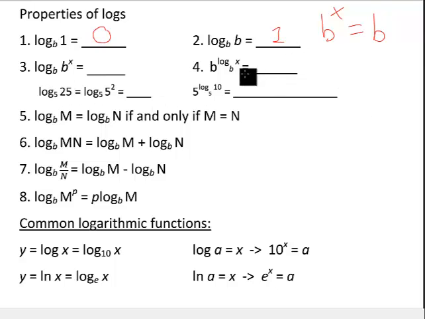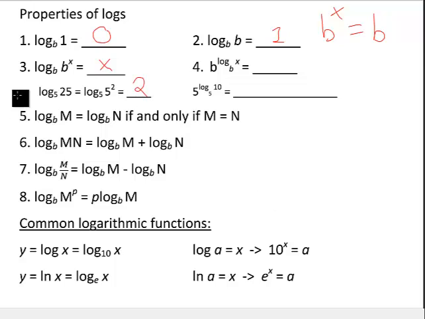These aren't quite as straightforward, but if you think about it, there's a couple ways to approach it. One is to say that what power do we have to put on b to get b to the x power? And it turns out the power we have to put on b is just x. Okay? So we can think of it this way. The log base 5 of 25, well, we can rewrite 25 as 5 squared. So what power do we have to put on 5 to get 5 squared? That power is 2. Okay?